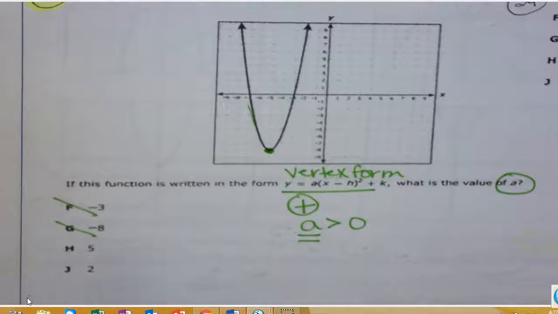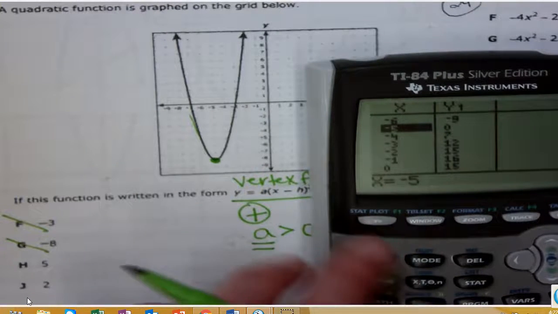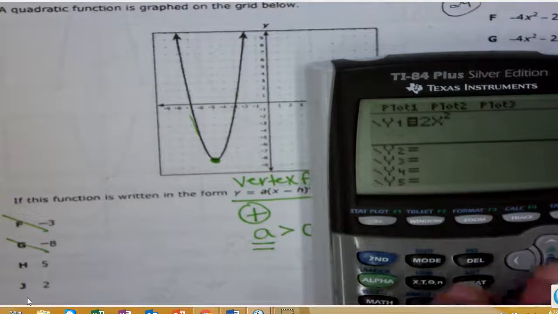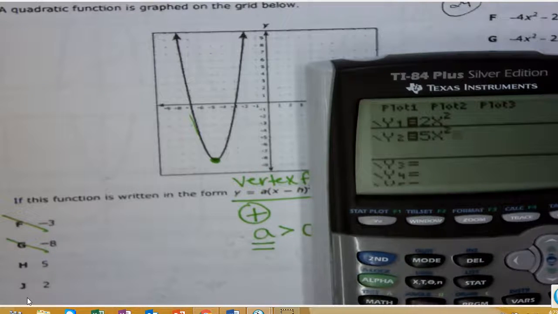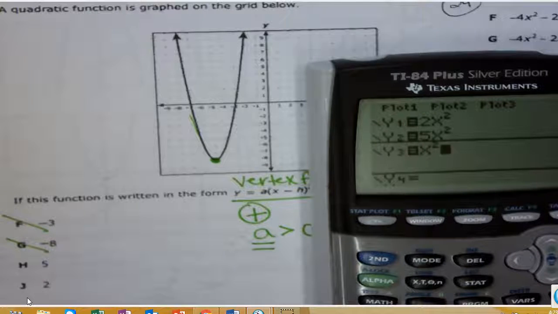So you know what I'm going to do? I don't know what it is between these two. So I'm going to graph it. And I'm going to say, okay, y equals, and I'm going to just do 2x squared. How does that compare to 5x squared? And how does that compare to my regular x squared? How do these all compare? What does that look like?